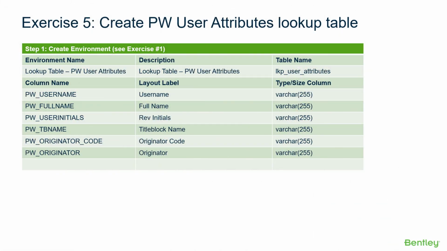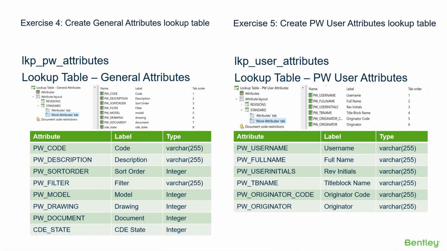The Lookup Table PW User Attributes environment will store additional data such as full name, company, user initials, and title block name. This is used to collect and extend user account properties that are not available in ProjectWise Administrator. You'll notice that there is no filter field in this environment, as there's only one type of lookup data being collected. Now go into ProjectWise Administrator and create these tables using the specified name and description for the table and the column names and types. When placing the columns on the standards layout, update the attribute labels as shown in the list.